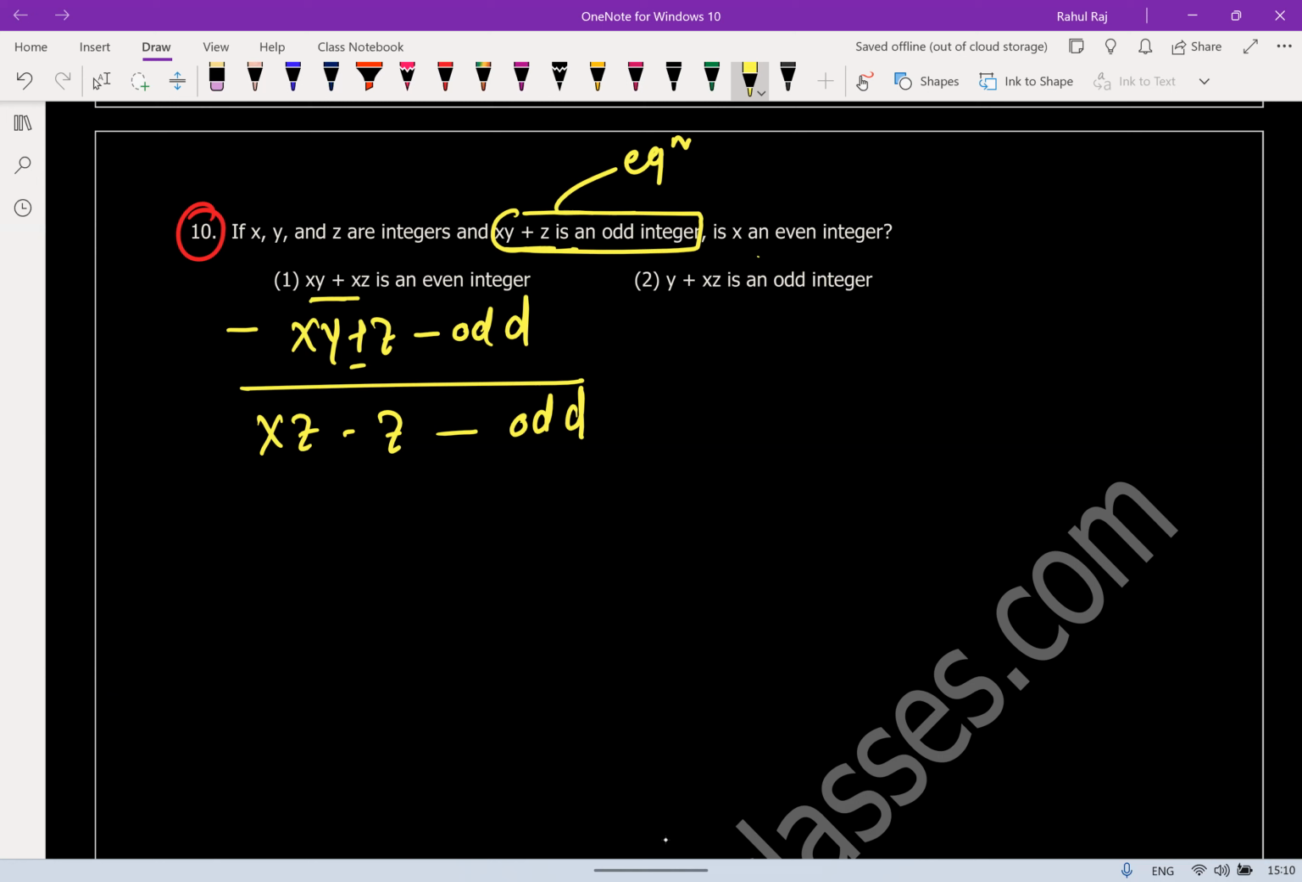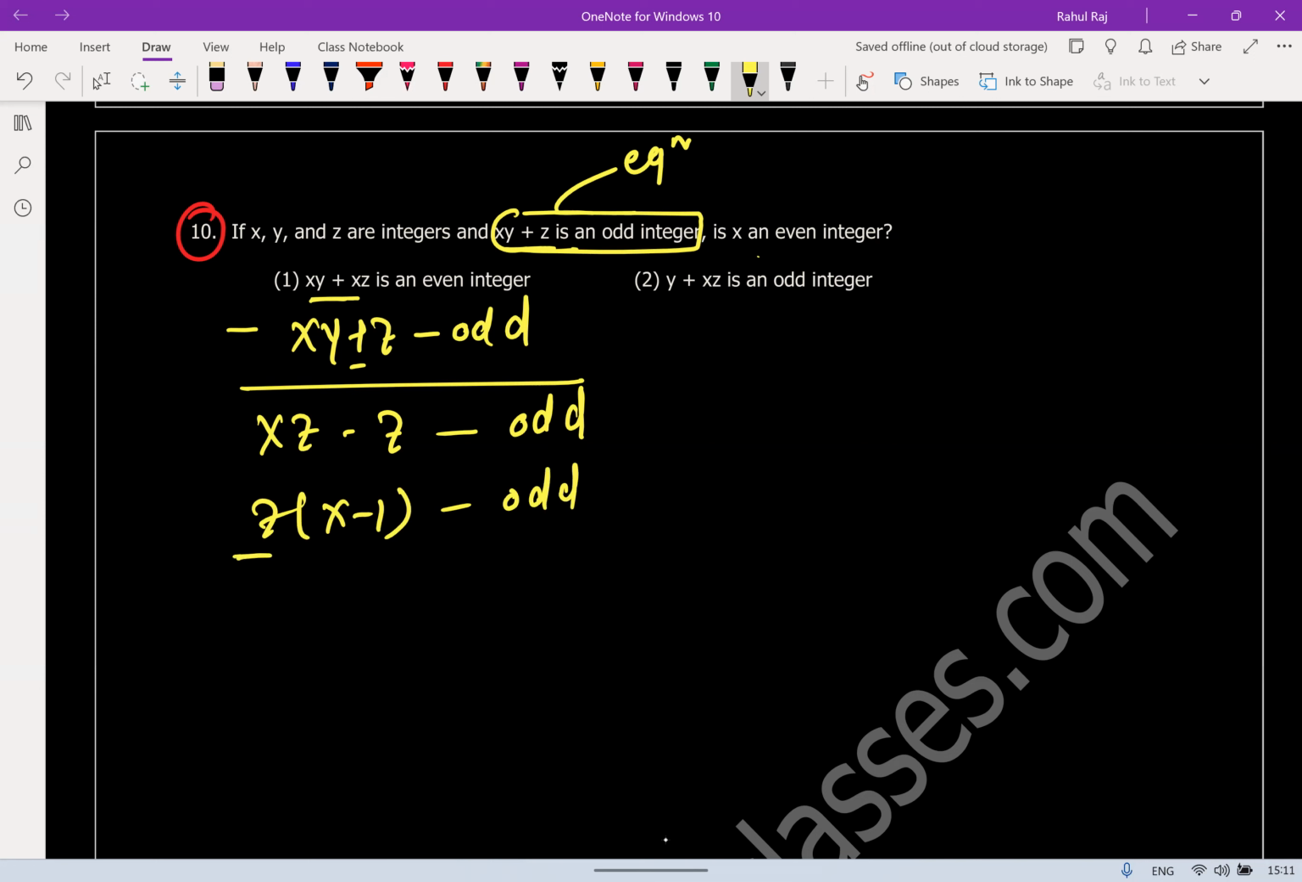So what I'm trying to say is that if there is an information given to you in the question in terms of an equation, and statement number one and statement number two are equations, just close your eyes and solve those two equations. Now what do I get? xz minus z is odd. Even minus odd is what? Odd, right? So take z common. You have z times x minus 1 is odd.